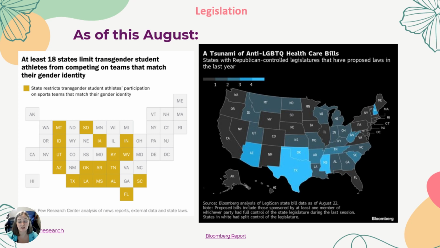And so you can see here on this slide, they gave examples of recent data talking about anti-LGBTQ healthcare bills. You can see that they cited their sources, the Bloomberg Report and the Pew Research Center, and they also included hyperlinks in case any students in their classroom or their peers wanted to follow up on that data.